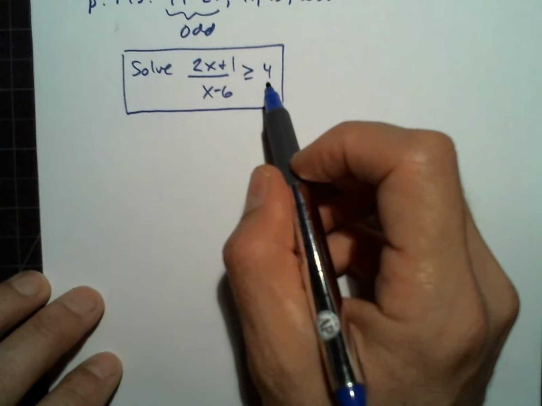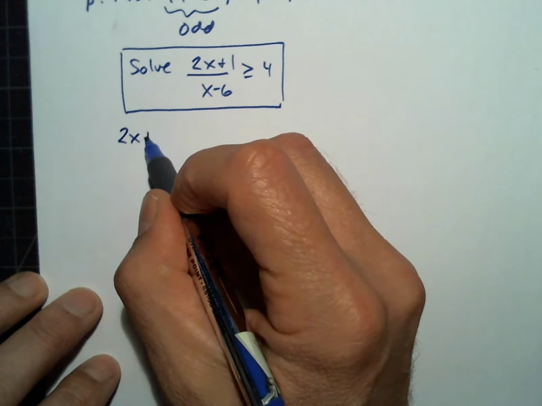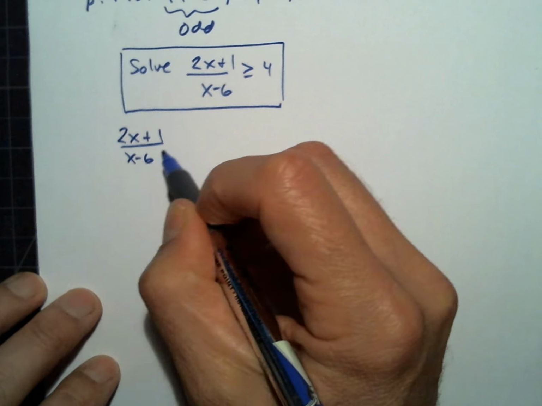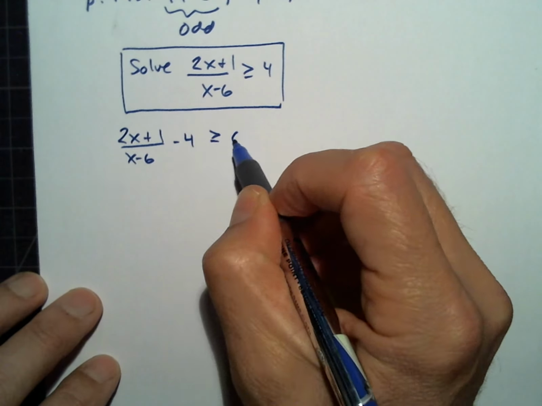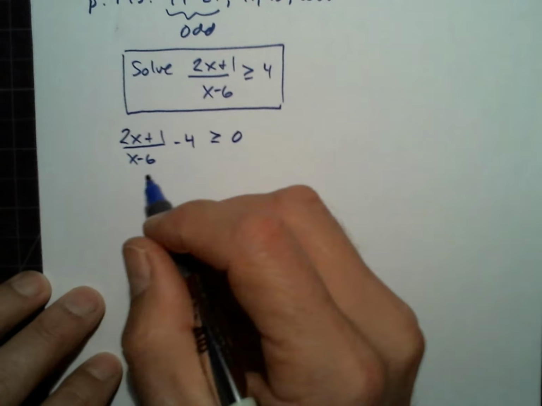So first let's make sure that we have a 0 over here. Subtract 4 from both sides, and then we'll get a common denominator.